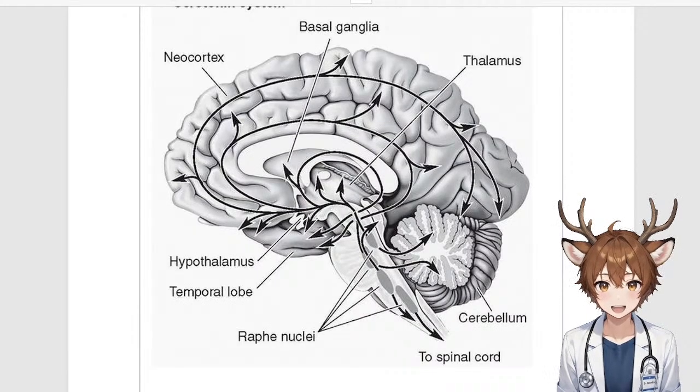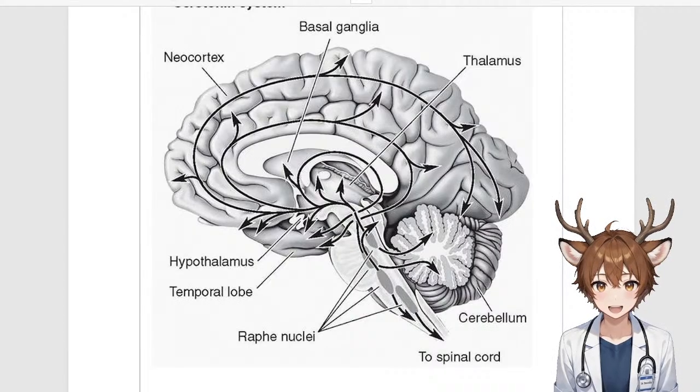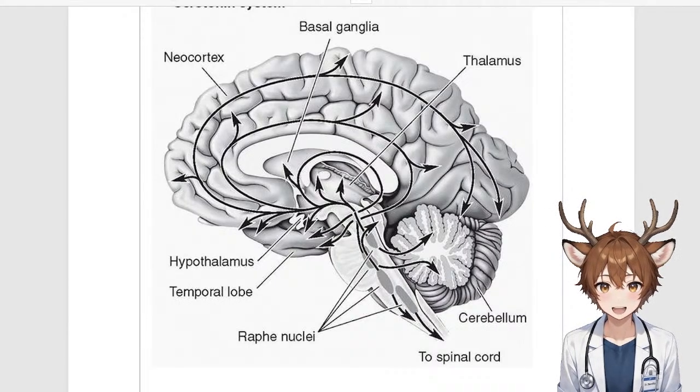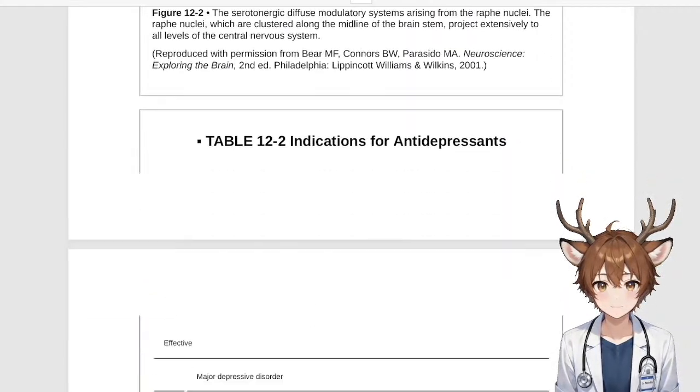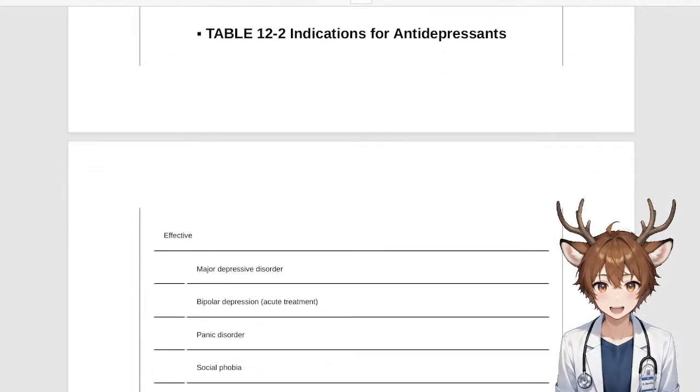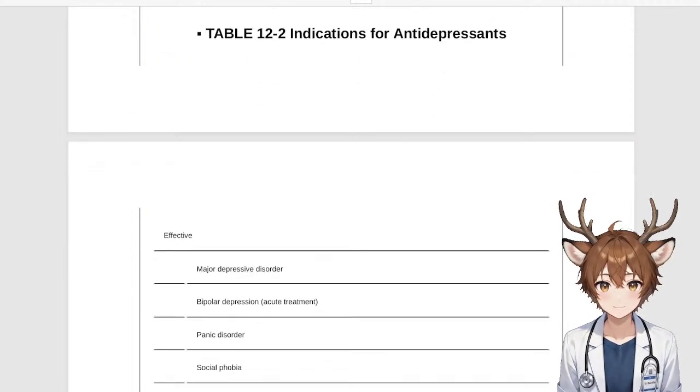When we think about serotonin, think about the Raphe nuclei. When we think about norepinephrine, think about the locus coeruleus. They have a lot of the same destinations, but not the same origin.